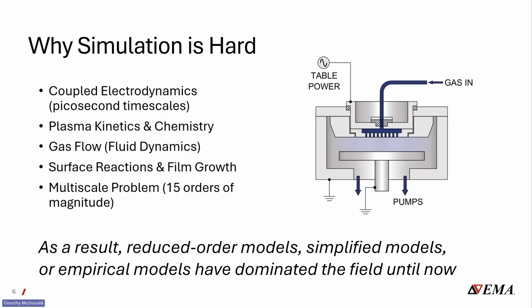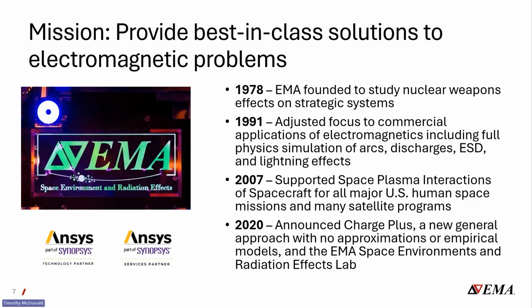As a result, up until today, almost everything has been reduced order models, which means going from 3D to 2D, simplified models, or empirical models based on experiment. This is something that we need to advance, and as time goes on, we need new technologies.